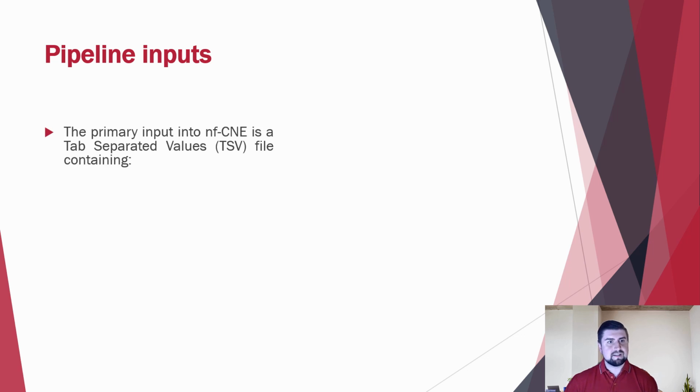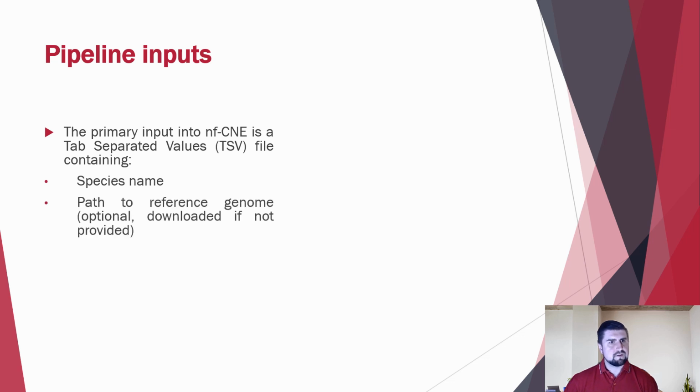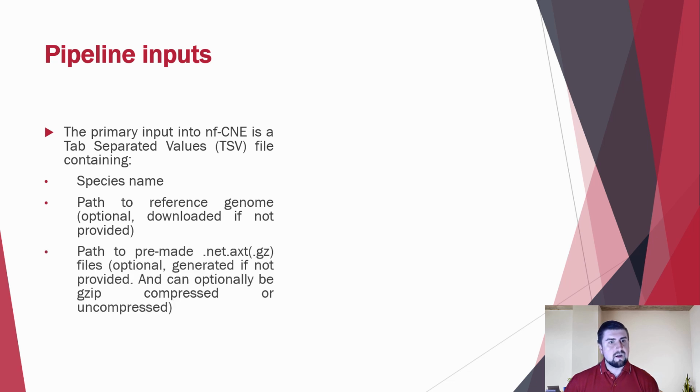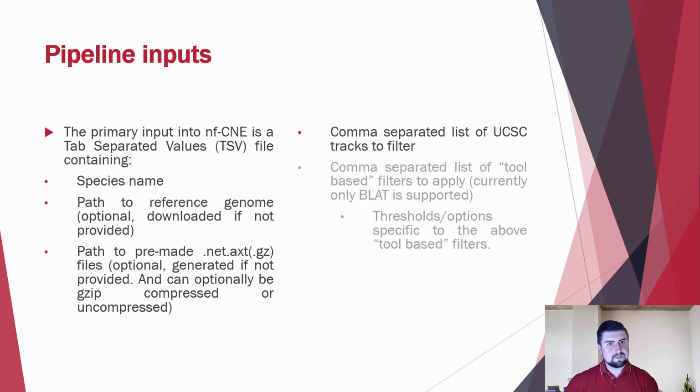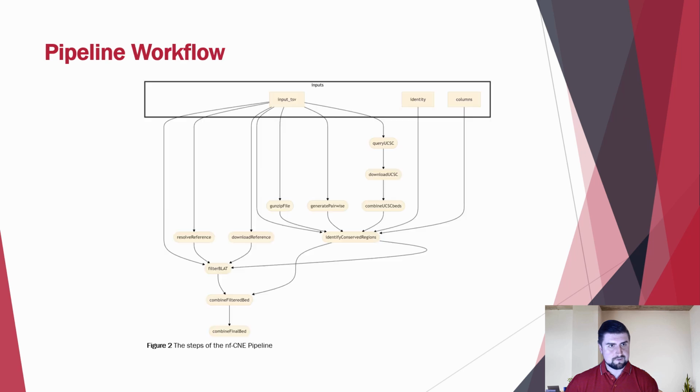The primary input of nf-CNE is a tab-separated values file which contains the species names, the path to the reference genome for that species, although this is optional and it is downloaded if it's not provided, a path to pre-made net.axt files, this again is optional and will be generated if it's not provided, and can also be optionally gzip compressed or uncompressed, a comma-separated list of UCSC tracks to filter, and a comma-separated list of tool-based filters to apply, although currently only BLAT is supported. The TSV also contains several entries that are thresholds or options specific to these above tool-based filters.